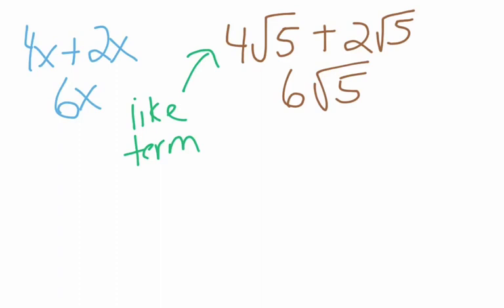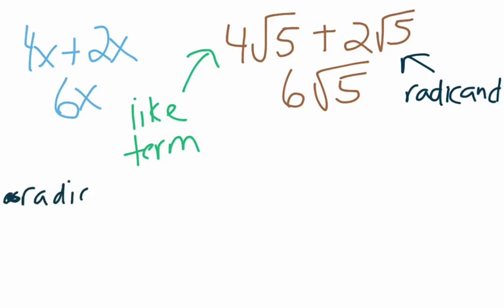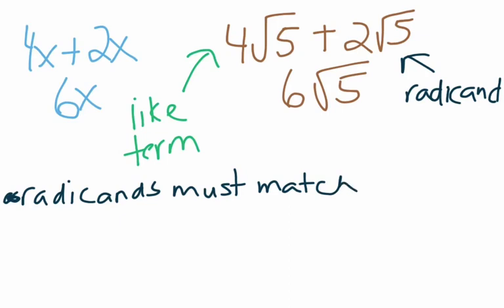So we have a couple things we want to make sure that we know. First of all, to review that vocab, this is called the radicand. And I want you to notice that in order to add your radicals, the radicands must match. And again, we'll illustrate that in a moment. I'll give you an example.